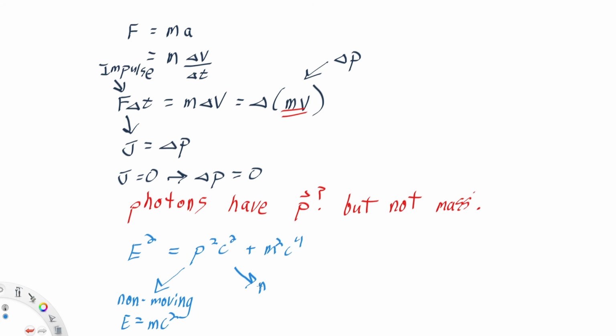The other special case is massless particles, like light, in which case you just get E equals pc, right? Speed of light times the momentum. And this is how we end up defining momentum for light. The energy of a photon divided by the speed of light is the momentum of that photon.